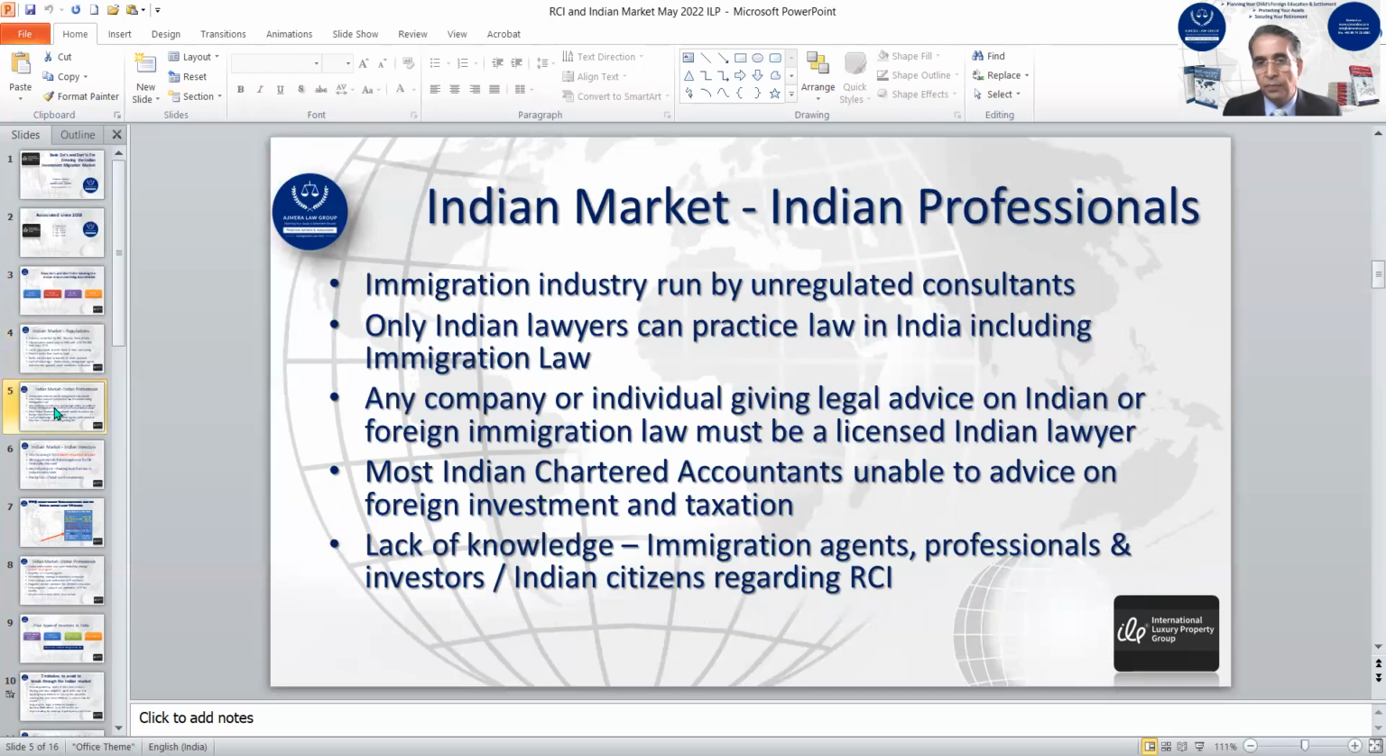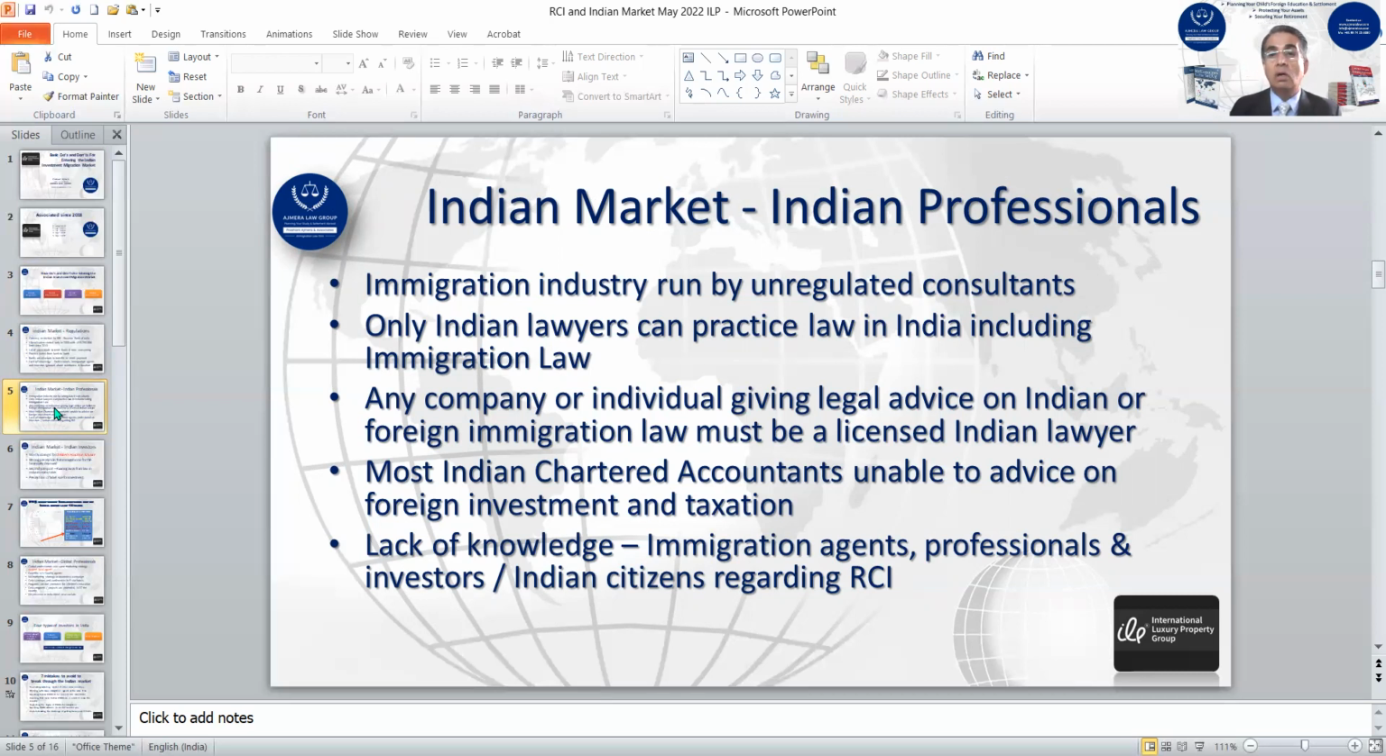Indian professionals. When it comes to Indian professionals, particularly in the immigration industry, it is managed by rather unregulated immigration consultants. Neither do they have their own associations, nor any licensing bodies or anything to regulate them. So anybody and everybody can come out and say, I'm an immigration consultant, and they are mushrooming across India, and probably more than 5,000 immigration consultants are there.